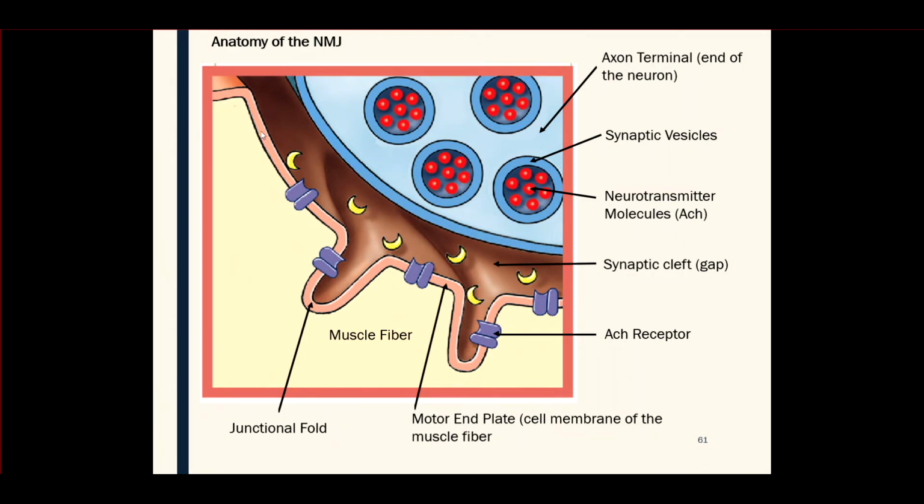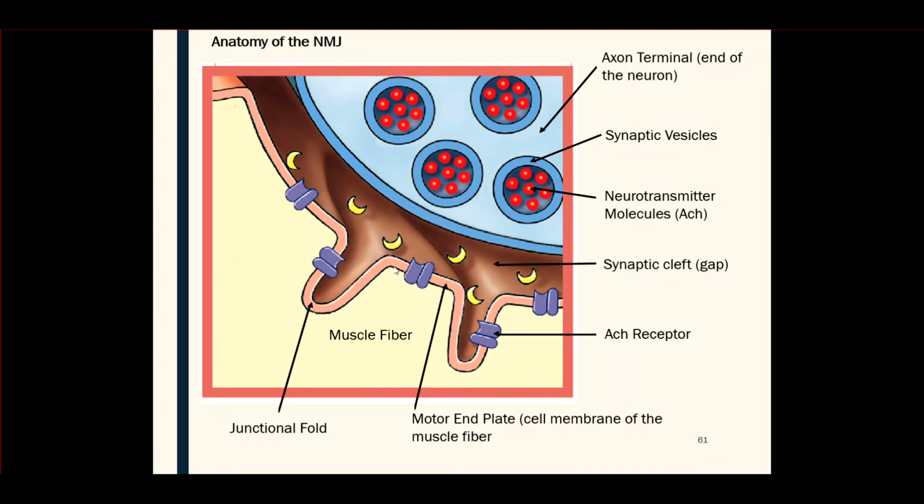On this side here, this kind of tan or pinkish membrane, this is the cell membrane. Here it is again, the cell membrane of the muscle fiber. And here I labeled it. We give this a name, however. It's called the motor end plate, and all that is, it's the cell membrane of the muscle fiber. We know the cell membrane of the muscle fiber is called the sarcolemma. It's just the sarcolemma at the neuromuscular junction they call the motor end plate.